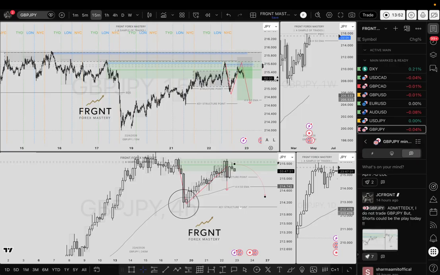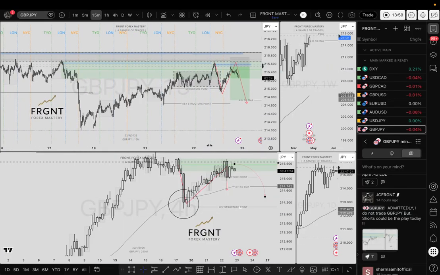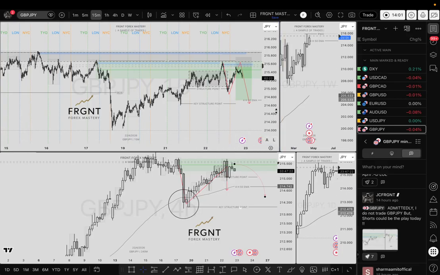Probably going to call it a night now. Trades are journaled, back again tomorrow morning, as always, to see if we can do it all again. So that's the day's plays, to be quite honest.